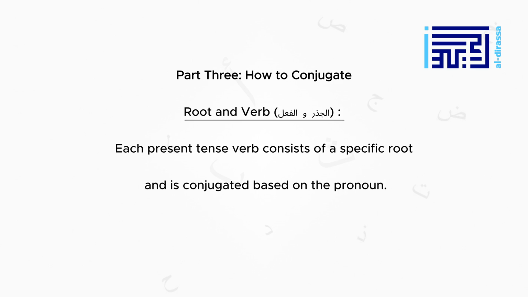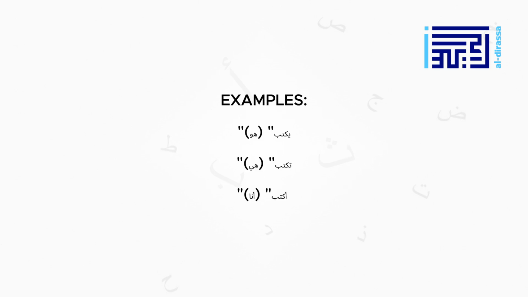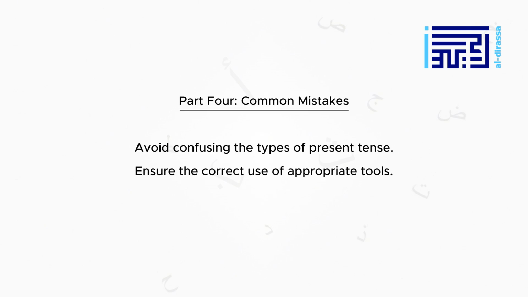Each present tense verb consists of a specific root and is conjugated based on the pronoun. Examples: يكتب, هو, تكتب, هي, أكتب, أنا. Part 4. Common mistakes. Avoid confusing the types of present tense. Ensure the correct use of appropriate tools.